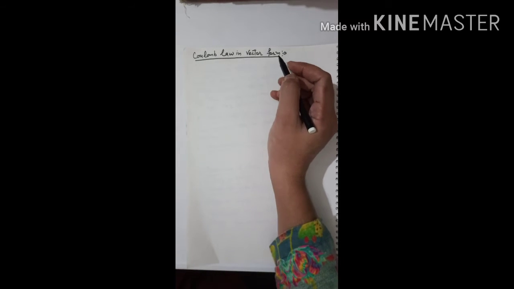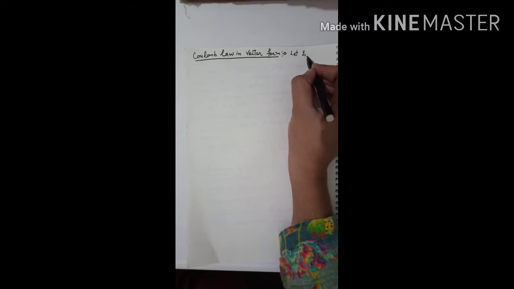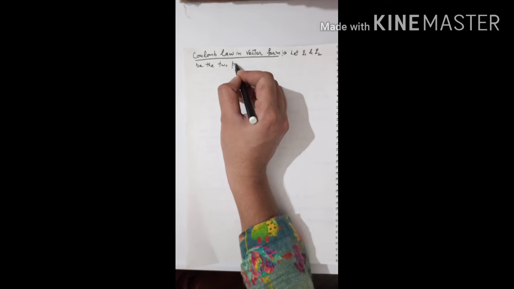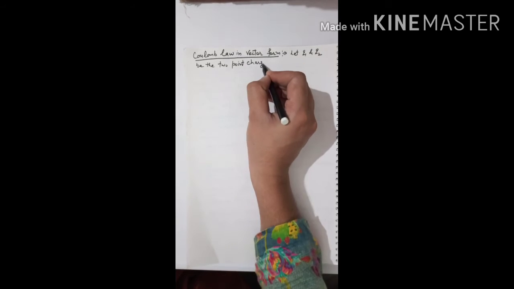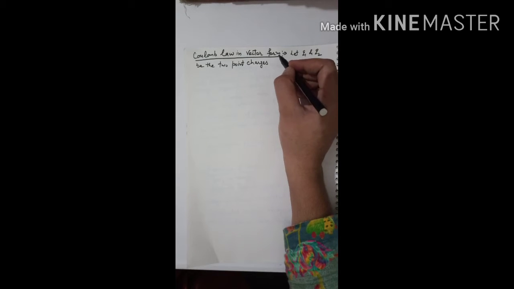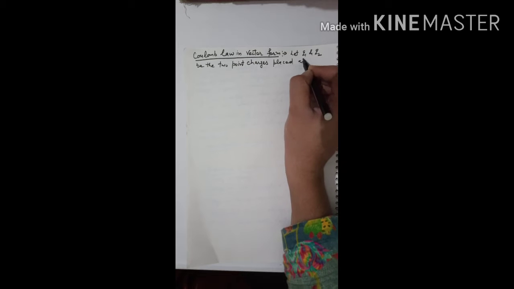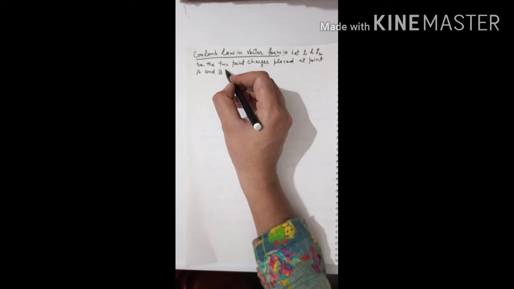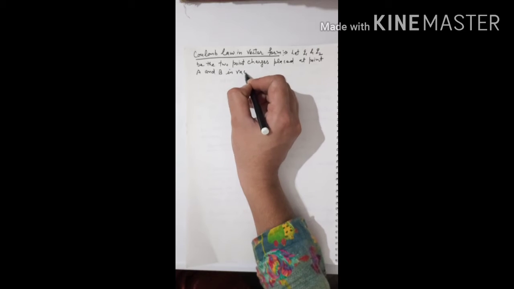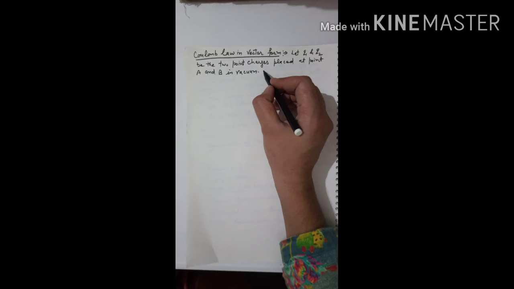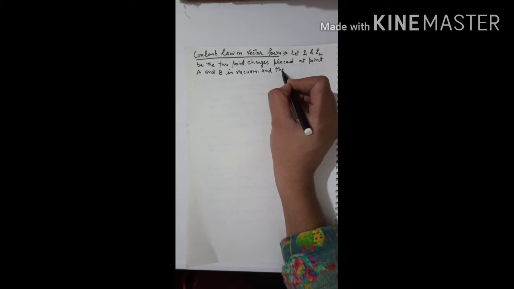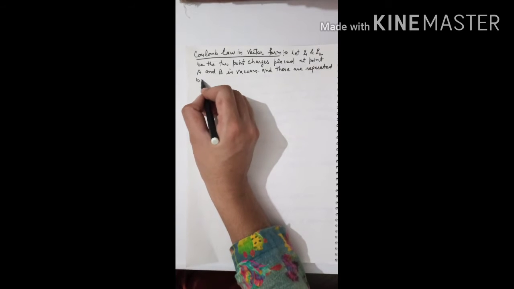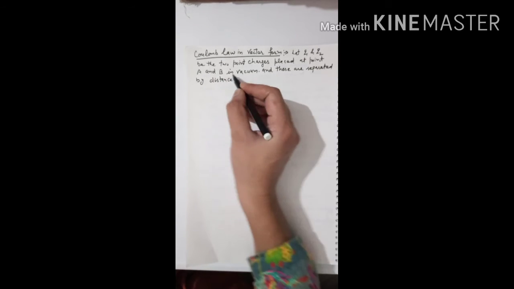Let Q1 and Q2 be the two point charges placed at points A and B in vacuum, and these are separated by distance r.